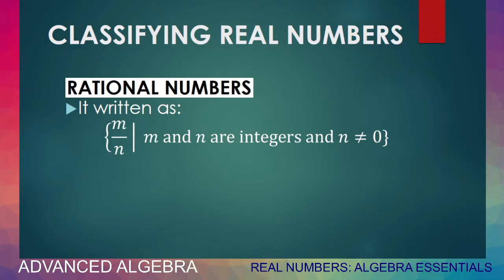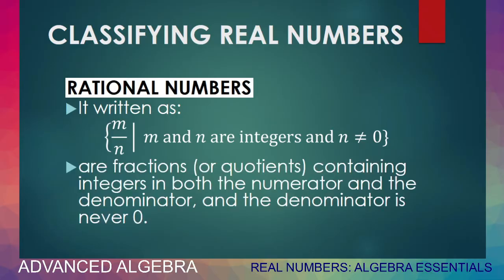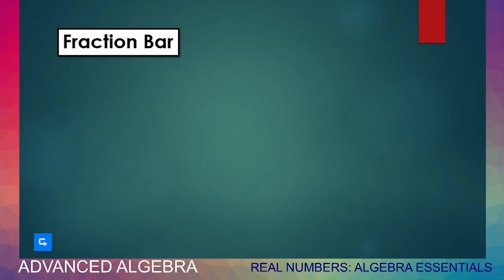Okay. So, mag-provide tayo ng example, or mamaya na lang. Lagay pa natin yung definition niya. Rational numbers are fractions or quotients containing integers in both the numerator and the denominator, where the denominator is never 0. So, katulad lang din ng sinabi ko kanina.